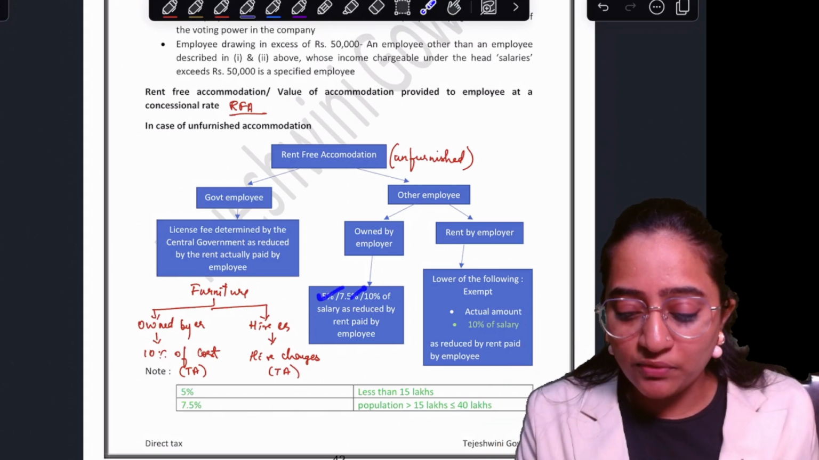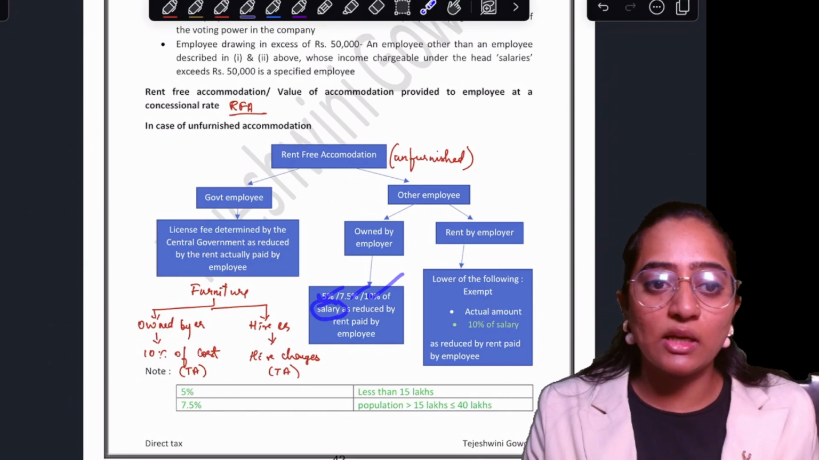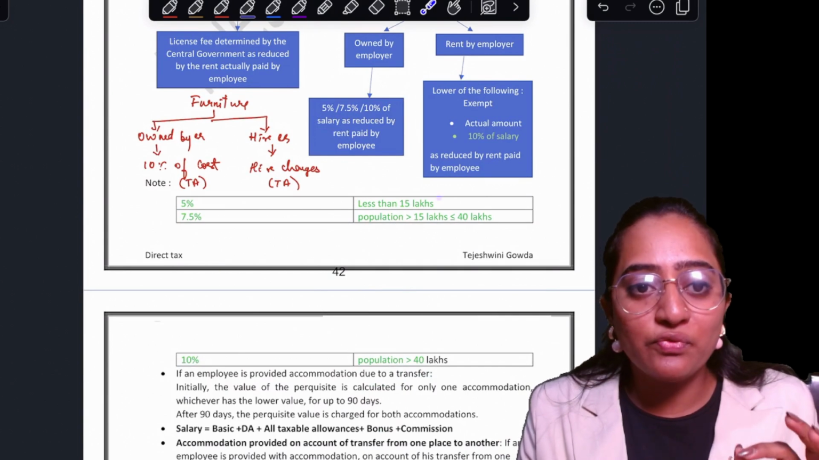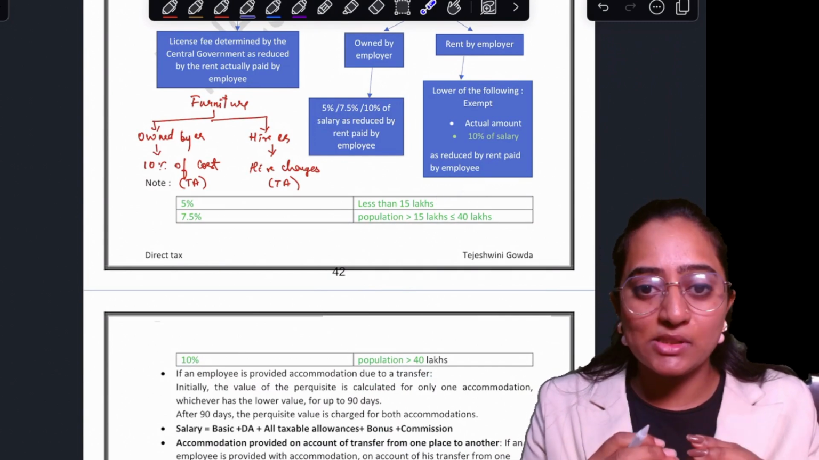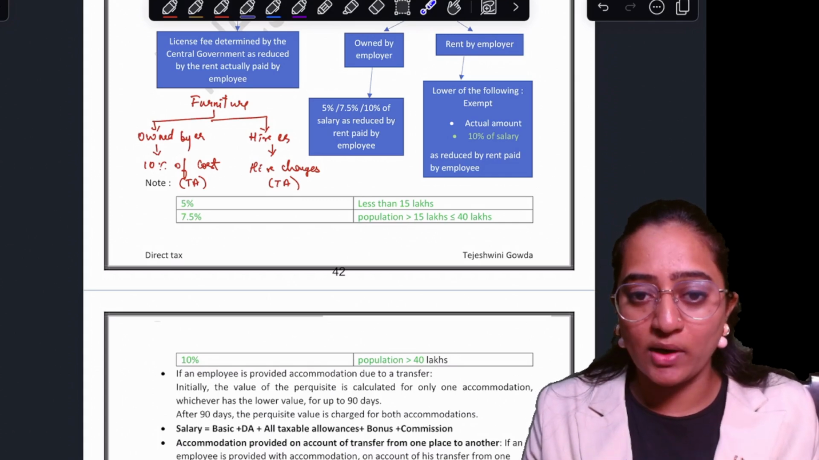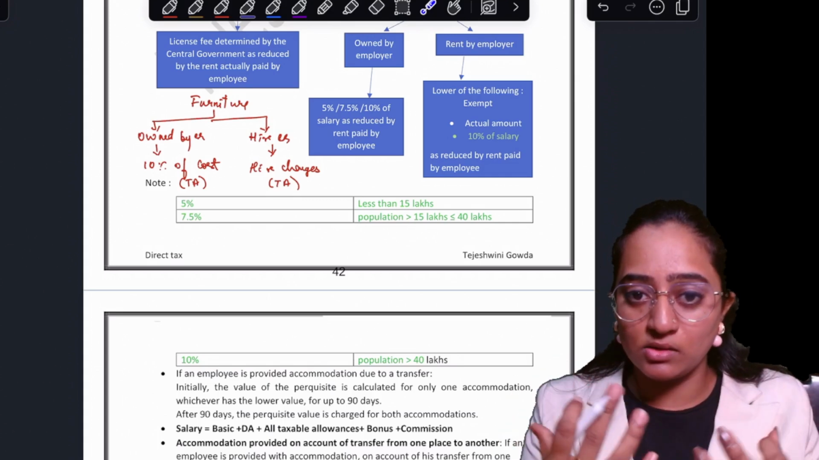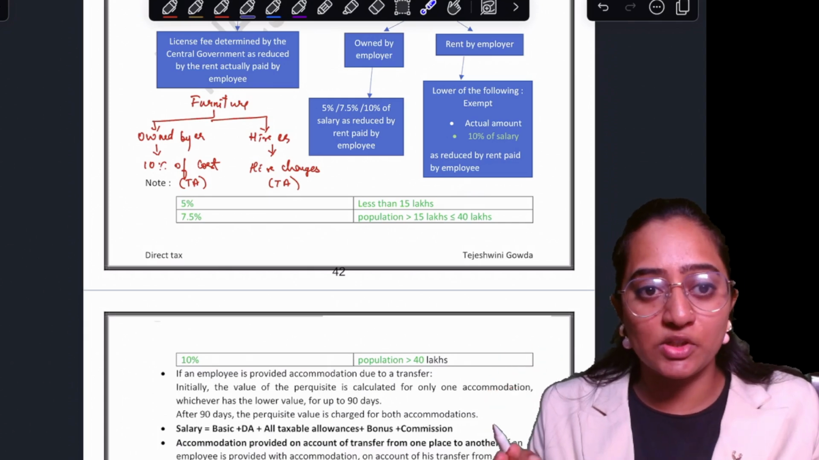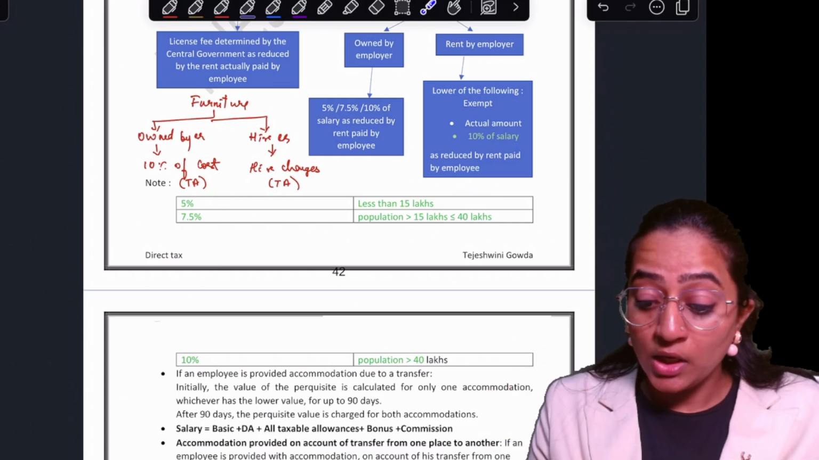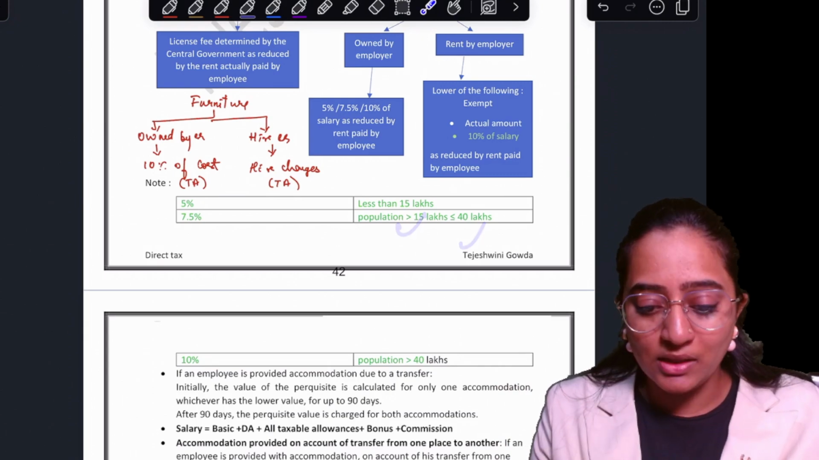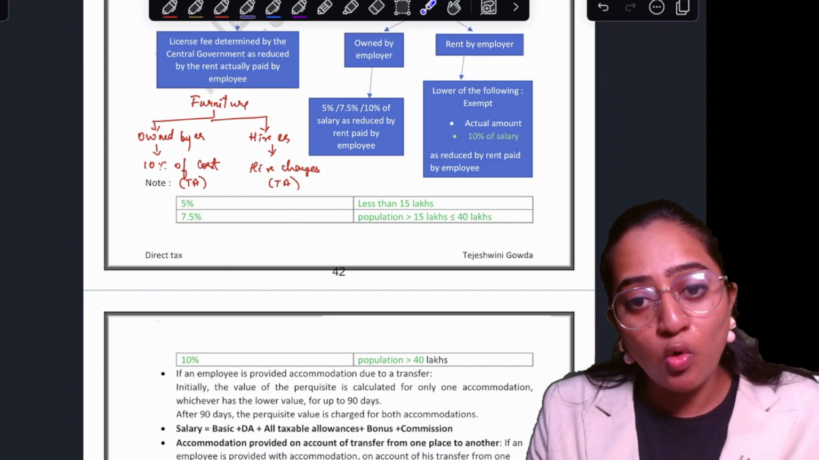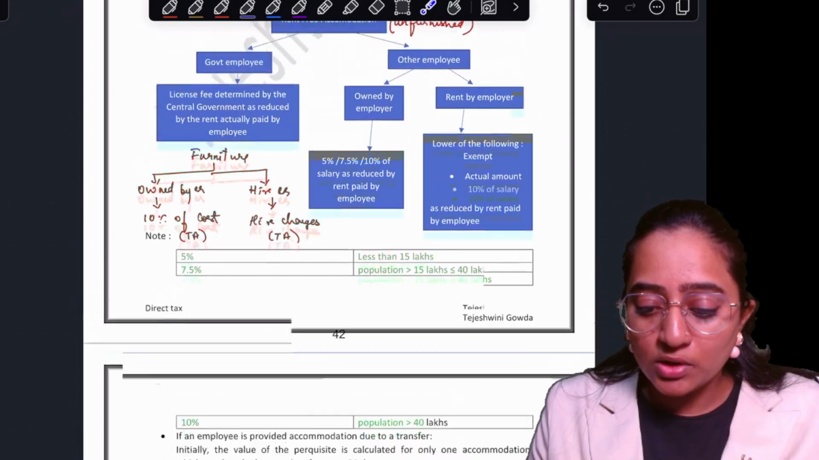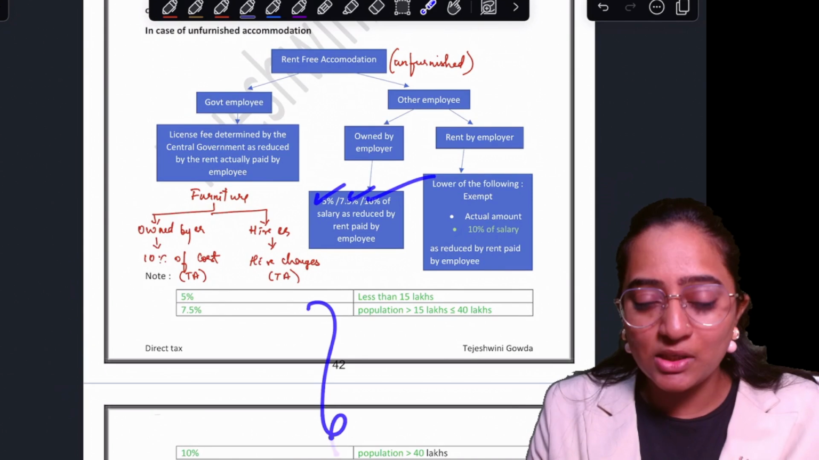If I'm speaking of 5, 7.5, 10 of your salary, let's understand one by one. When do you consider 5%? If the population of the place where the accommodation is provided is less than 15 lakh, then 5% is considered. If it is more than 15 lakh but less than or equal to 40 lakh, it is 7.5%. If it is more than 40 lakh, then 10% is the criteria. You consider 5, 7.5 or 10 based on the population of the place in which you are staying.